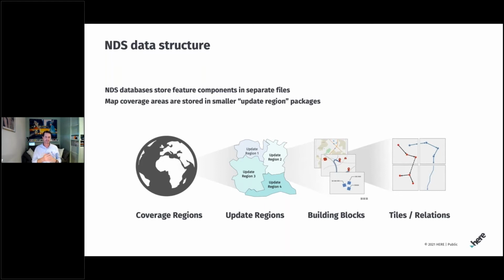The maps in NDS Classic are organized in coverage regions, then in update regions, which consist of NDS building blocks. And nearly all of those are broken up into map tiles, which connect to each other and across the building blocks using relational data.